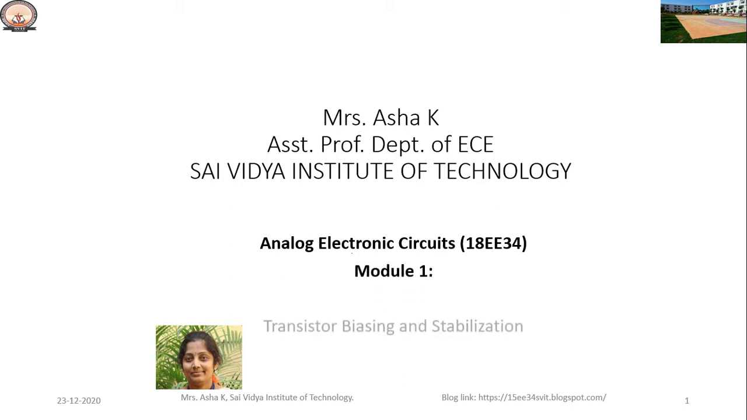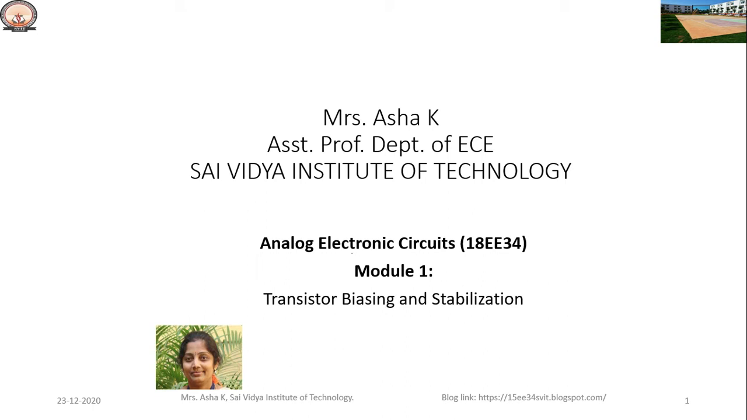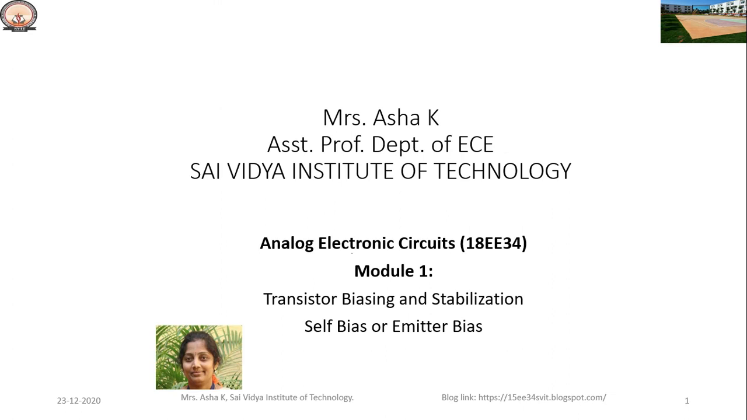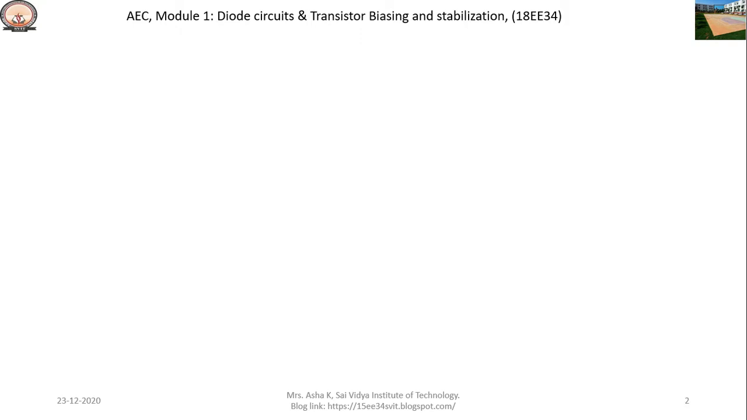I am going to present in today's class Analog Electronic Circuits, Module 1, Transistor Biasing and Stabilization. In that, we have self-bias or emitter bias configuration. So first, what is self-bias or emitter bias configuration?